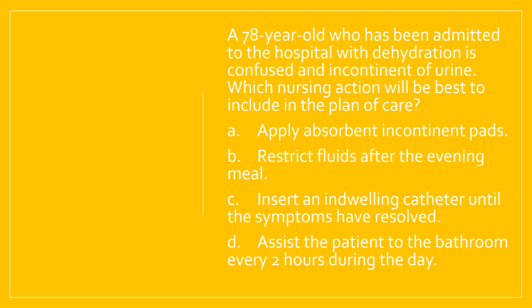All right, and here's your answer. A 78-year-old who has been admitted to the hospital with dehydration is confused and incontinent of urine. Which nursing action will be best to include in the plan of care? Is it A, apply absorbent incontinent pads? B, restrict fluids after the evening meal? C, insert an indwelling catheter until the symptoms have resolved? Or D, assist the patient to the bathroom every 2 hours during the day? So go ahead and pause it and take a look.